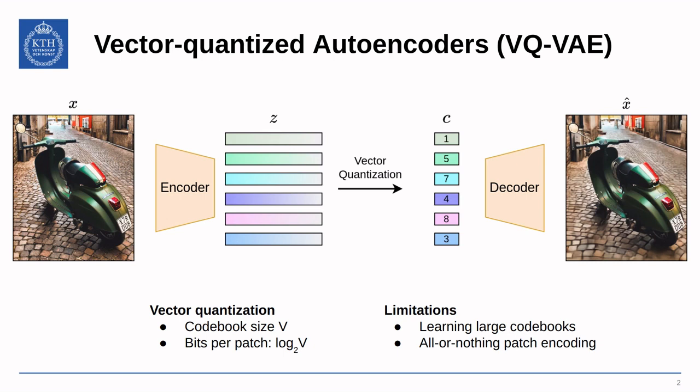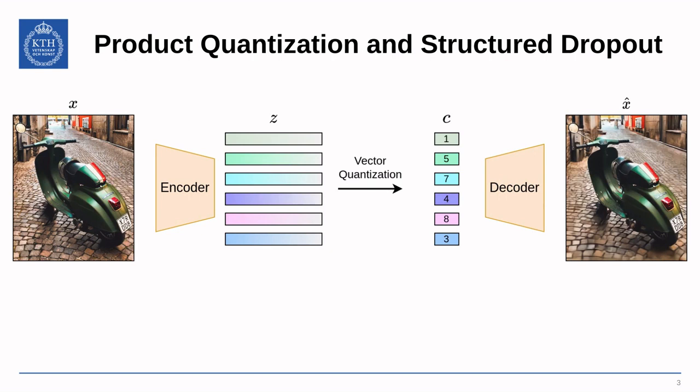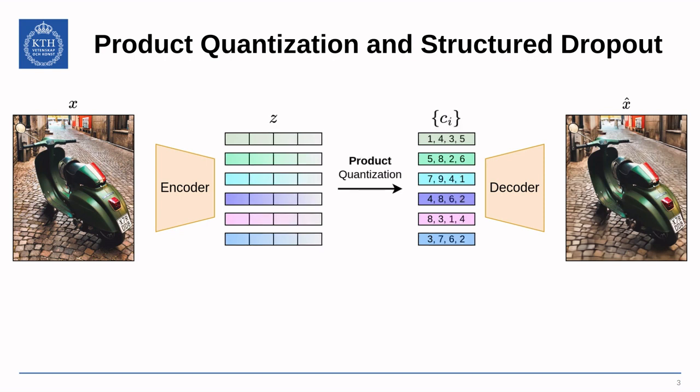Instead, we would like to have more control over what information to retain and how much it costs to do so. To enable finer control over the compression rate, we adopt two simple mechanisms: product quantization and structure dropout. Product quantization splits each latent vector into smaller chunks and quantizes them independently using multiple codebooks. Compared to vector quantization, we now get a list of codes for each patch instead of a single one, which gives us more flexibility in choosing how much information to retain.